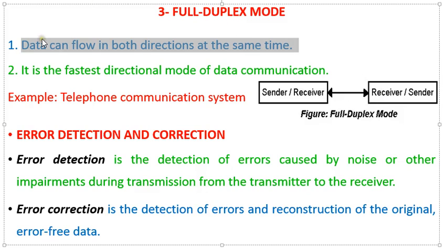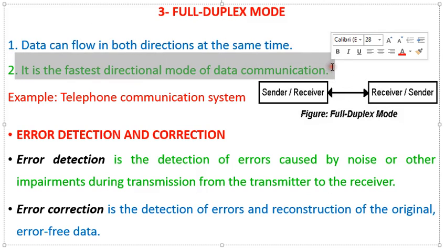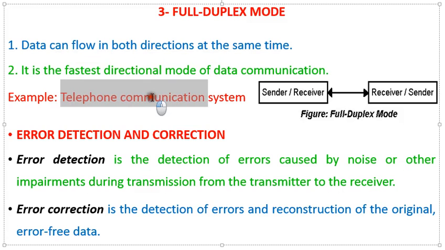And if you look at this, that method is the fastest, simply because we can transmit and receive simultaneously without needing to wait for somebody to finish. A typical example of where this is applied is in telecommunication systems, where as you are speaking with somebody, he can also be speaking to you. He will be hearing you and you will be hearing him at the same time.